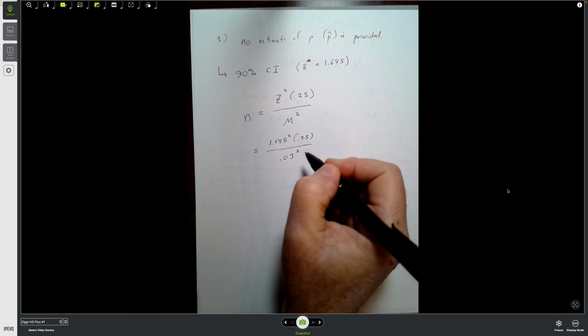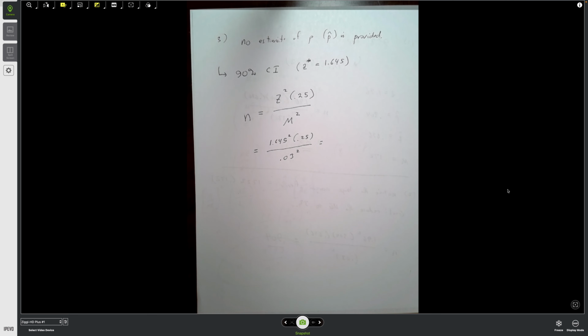So in this case, our Z would be, of course, 1.645 times 0.25 over our desired margin of error. That's just going to fluctuate from problem to problem. So let's just say that we want plus or minus 0.03 for the margin of error. So we're going to have 1.645 squared times the 0.25 divided by the 0.03 squared.